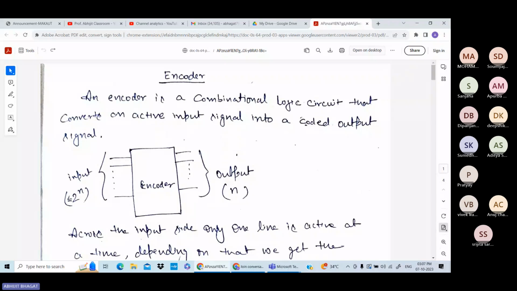Today our next topic is encoder. I will discuss it, it is in the combinational circuit. So encoder is what? देखो encoder क्या होता है? As you can see in the diagram, in case of encoder, a number of inputs are there and a number of outputs are there. Okay, not a single output, a number of outputs, a number of inputs.